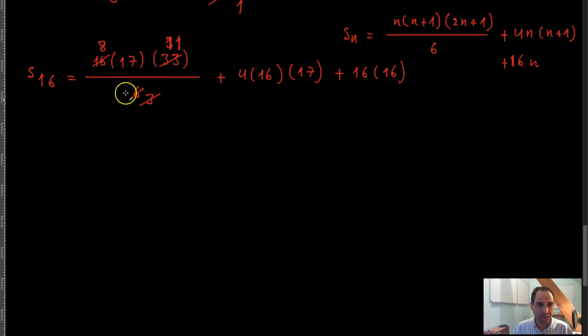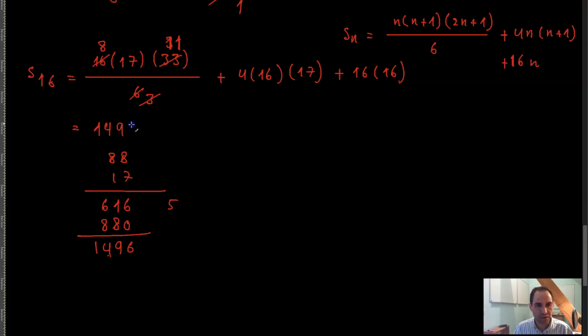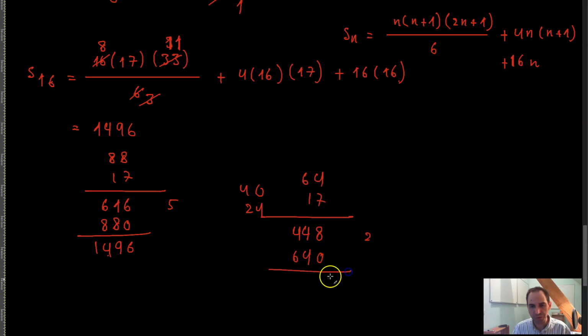So that's 88 times 17, which is 1496. Now 4 times 16 is equal to 64, times 17, which gives 1088.